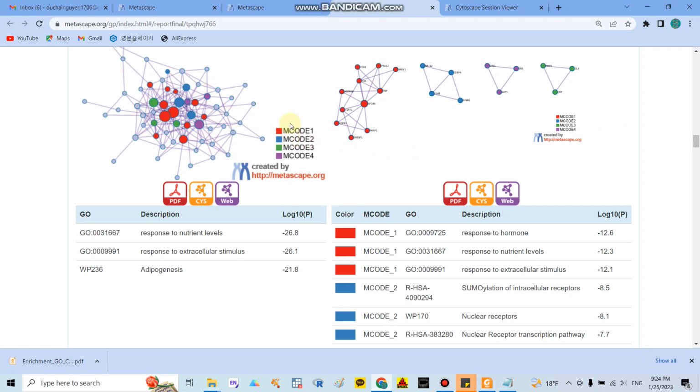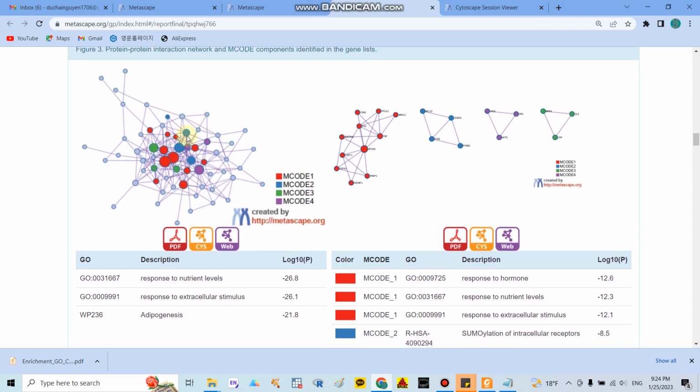In the first video, I mentioned protein-protein interaction, and here I will explain it a little bit again. Here you can see the network of protein-protein interaction, right? This is the gene set I input, around 67 genes related to curcumin and obesity. After I ran these genes, I found that the set of genes link to response to nutrient levels, response to extracellular stimuli, and adipogenesis.